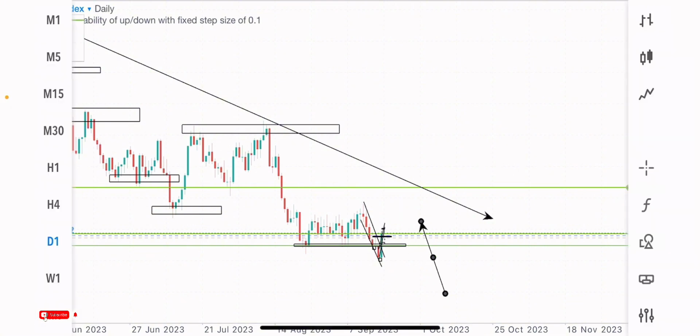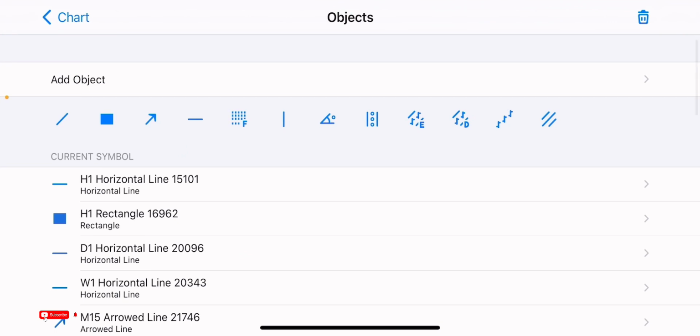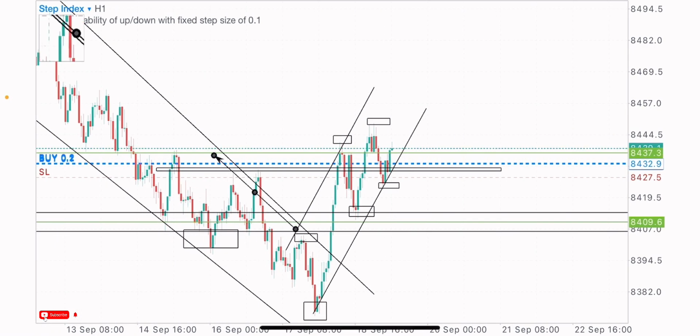So the buys expected. So I identified the market structure on the 1 hour time frame, identified the market trend, and spotted this key level I needed the market to break out of. So we had a level of resistance at this point, a resistance at this zone, a resistance at this zone, and still resistance at this point.